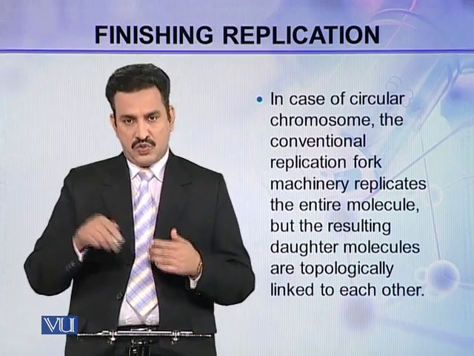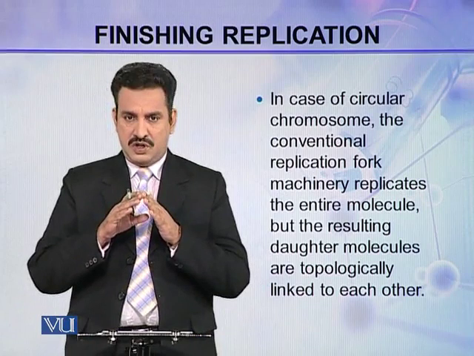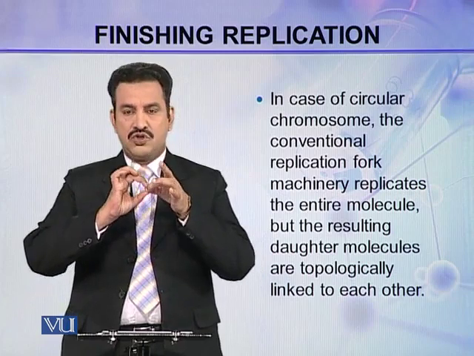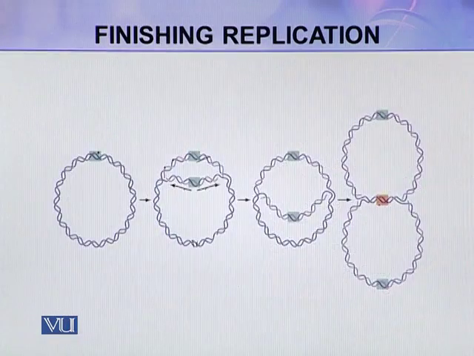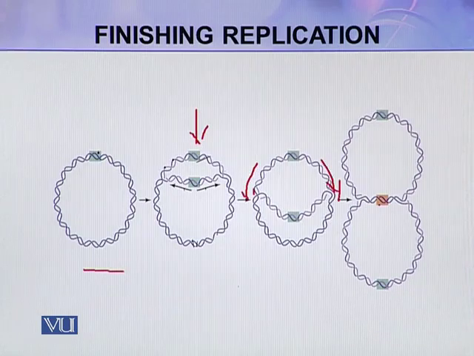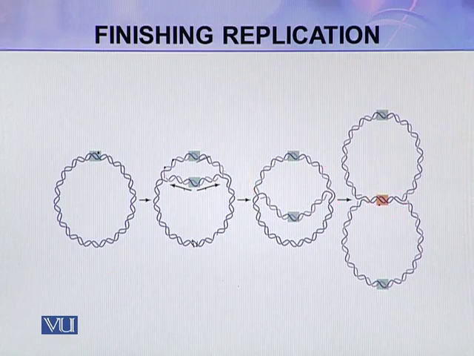So in a circular chromosome, replication will proceed, and at the end of replication, the two chromosomes will be linked to each other. As you can see here, this is a circular DNA chromosome. It starts replication from here, and then replication proceeds in both the directions, and as a result, two chromosomes are formed, but these two chromosomes are linked to each other at a specific site. So this is a problem of circular chromosomes.